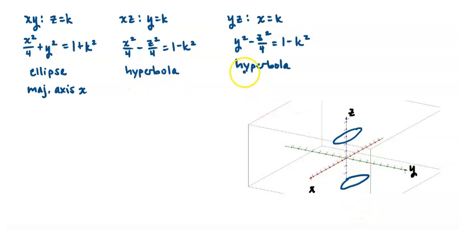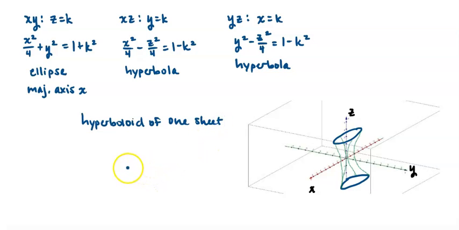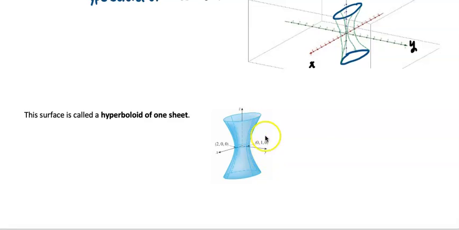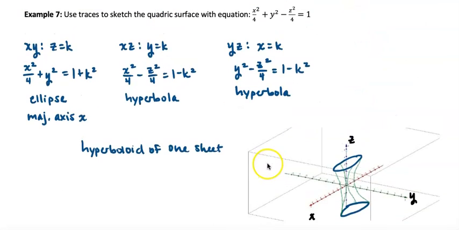And now in the xz and the yz directions, those vertical traces are both going to be hyperbolas. And so it's going to look something like this. So not a great picture, but enough to see that this is a hyperboloid of one sheet. And we have a much better picture of this down here.